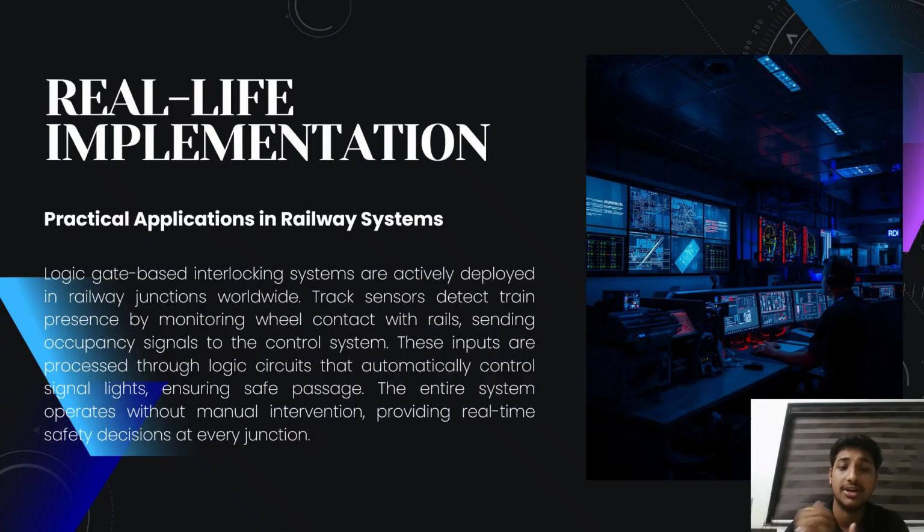Now we will talk about real life implementations. In real life systems, the concept is implemented using electronic interlocking systems. Sensors are used to detect train positions. These systems are connected to control rooms and signaling units. They automatically control signals and ensure safe movement of trains.